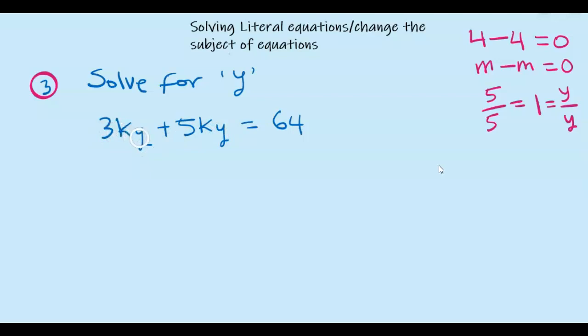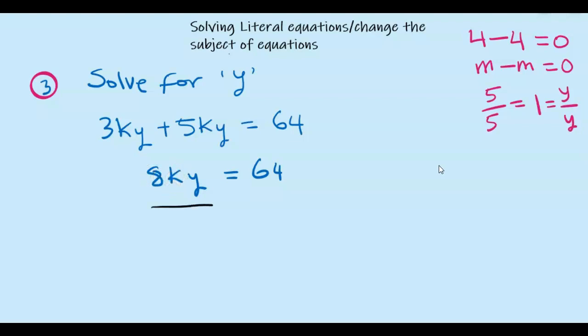And 3ky plus 5ky is a like term. It's like you have 3 oranges and 5 oranges, so you put all of them together. So 3 plus 5 gives us 8ky equals 64. Now we want to solve for y, and it's being multiplied by 8k.